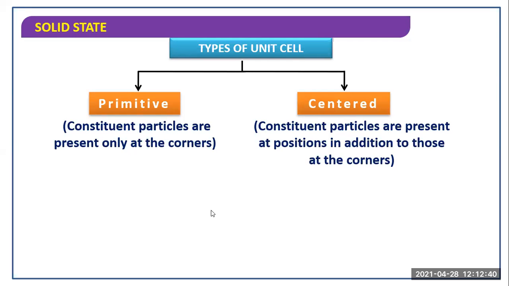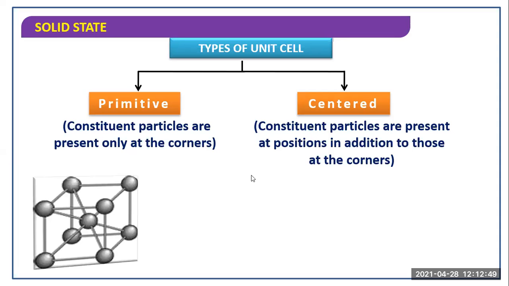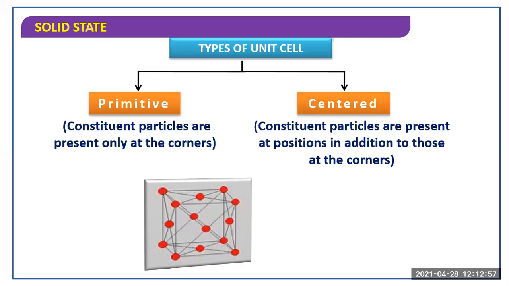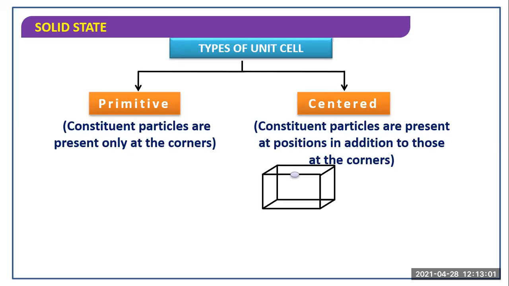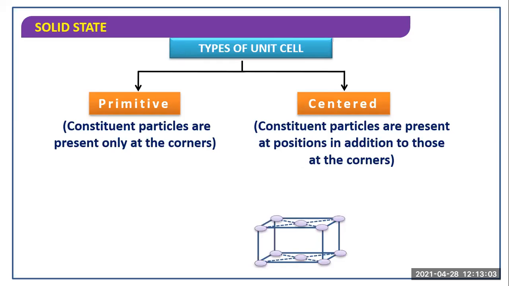And when constituents particles are present at position in addition to those at the corners as well as in the body or other position also, this is known as centered unit cell. This is the unit cell, that is centered unit cell. This is not primitive. Okay, this is the face, or there is two face. This is one face, there is another face.